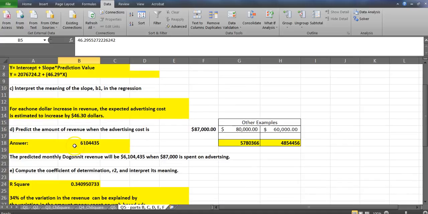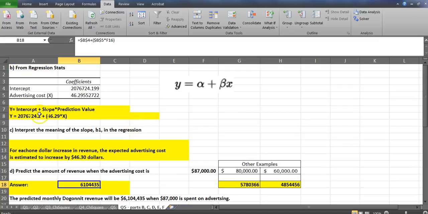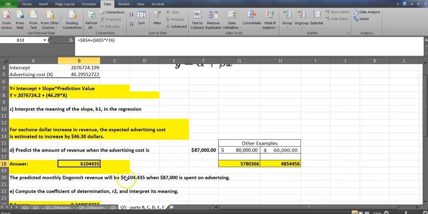So to predict the amount of revenue for any amount of advertising costs, in this particular example it's $87,000, you take our formula, you just write it. The equal sign, remember it's our intercept, which up here is in B4, plus, remember there's order of operations with the parentheses, the slope times, in this case, the value of $87,000, which is sitting in cell F16, gives us a value of $6,104,435.